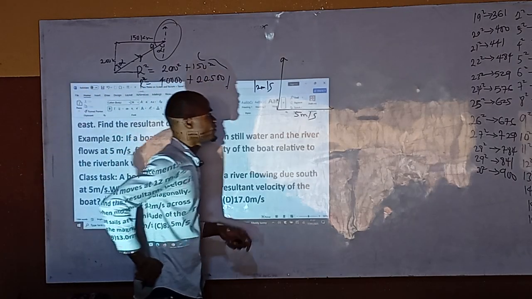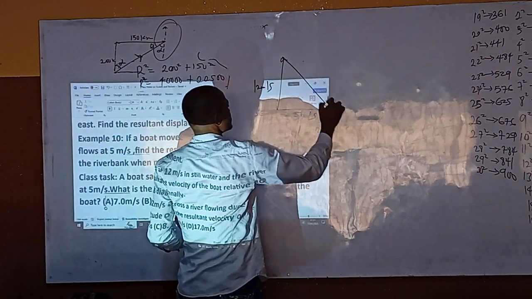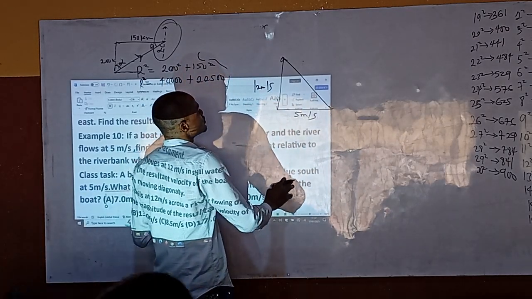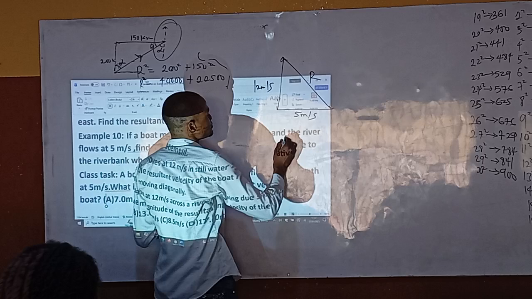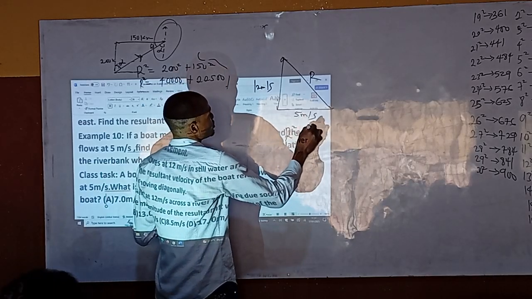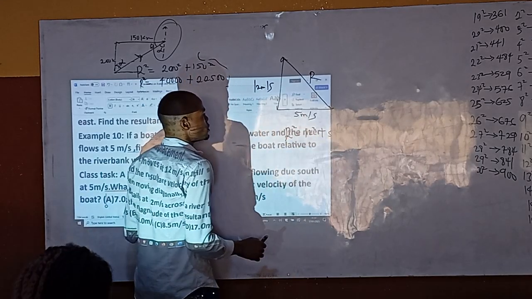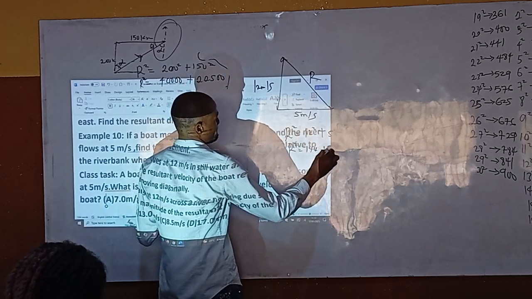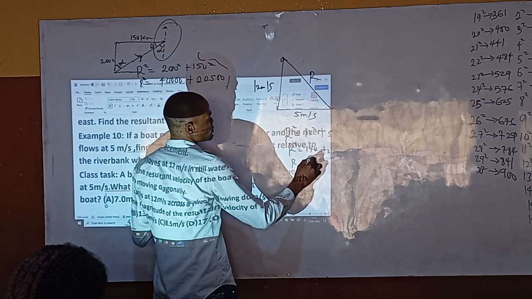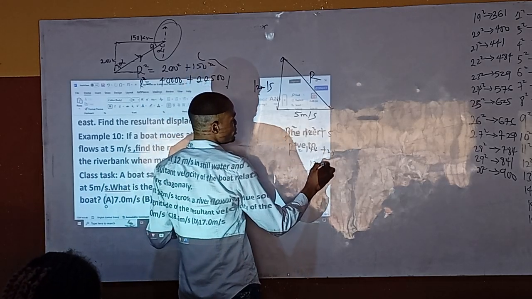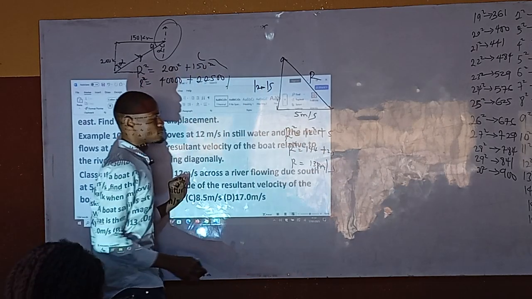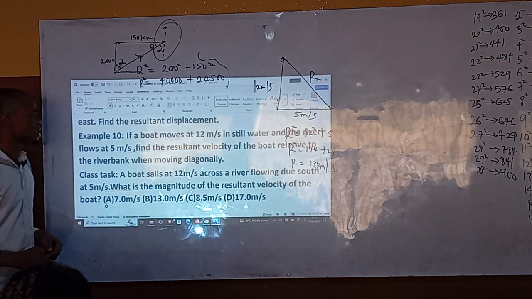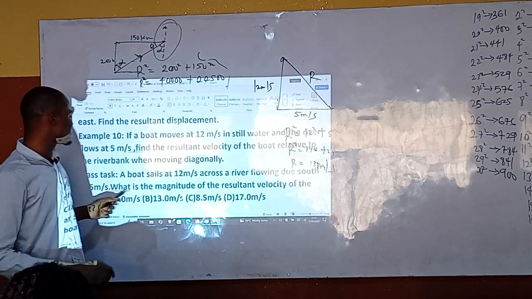Now let's first get the resultant velocity. So what do I do now? Pythagoras theorem, right? R squared equals... Therefore R is now 13 meters per second. Now, that's it.